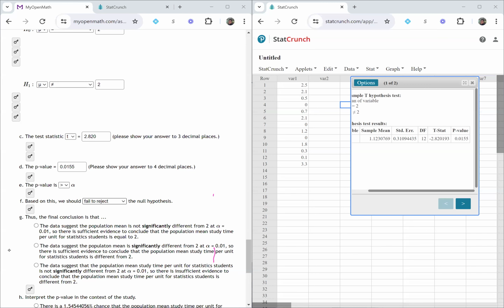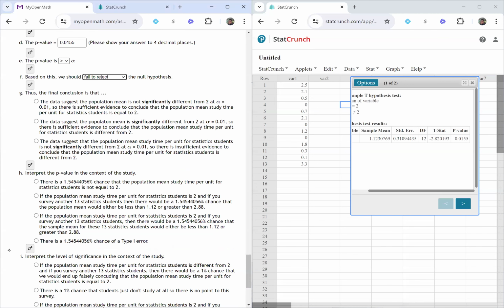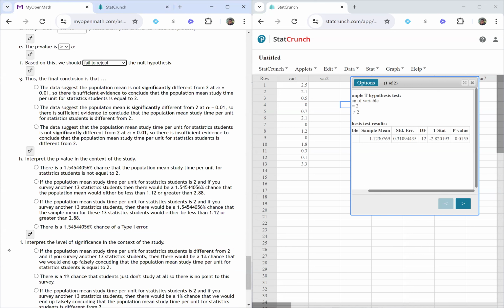Now we're at the stage where I know there's a lot of words, but think about what all of this means. Statistics is more than just a bunch of numbers that we plug into formulas to get another number out. It is important that we think about what all of these things mean. So let's take a look at our final conclusion.